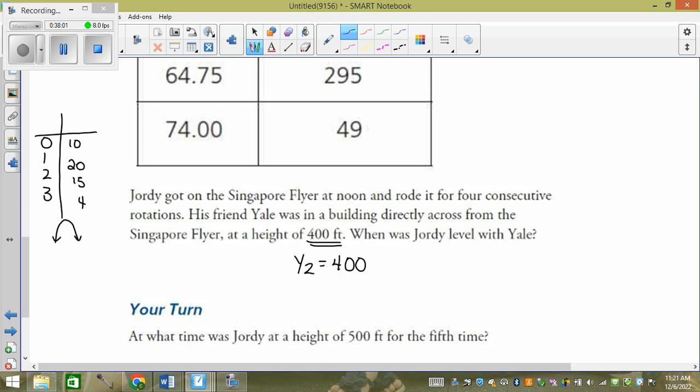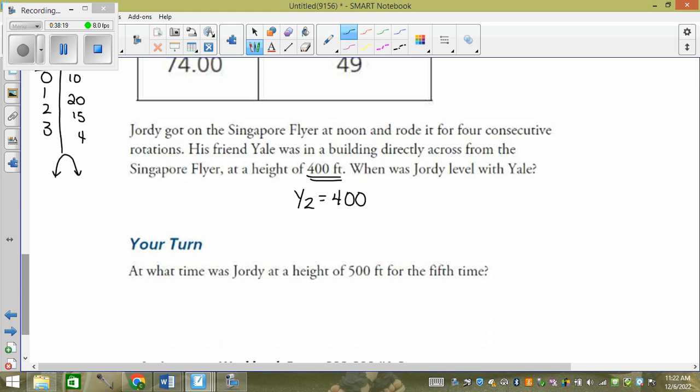How many times is he seeing him? 8. We need to find those 8 times. Sometimes they'll say, how many times will Jordy see Yale? And the answer is 8. They don't want the times. They want to know how many times, right? And you'd say it's 8. Okay? So, we can give all 8 of them.